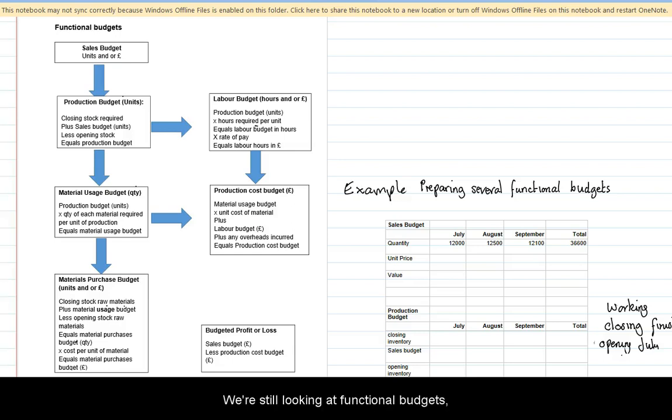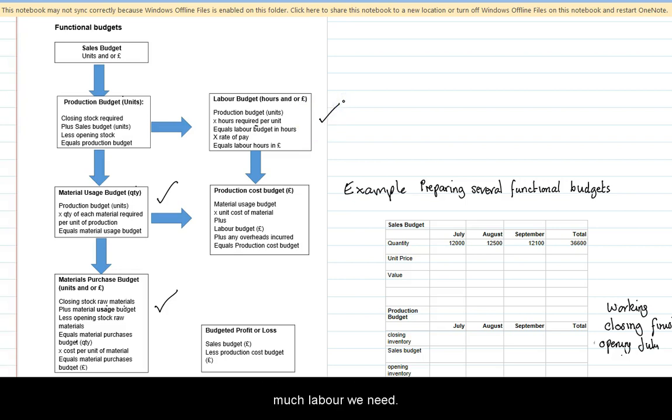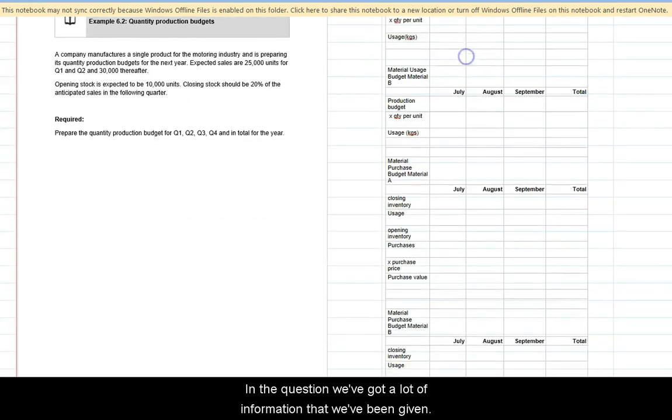Welcome back. We're still looking at functional budgets, but this question is going to be more complicated, where we won't just prepare the sales budget and the production budget, but we'll move on and look at our raw material budget in quantities, and then material purchases, what we're actually going to buy. We'll use our production detail of units to work out how much labour we need, given the rate of pay, what the cost will be, and then pull all that cost information into a production cost budget.